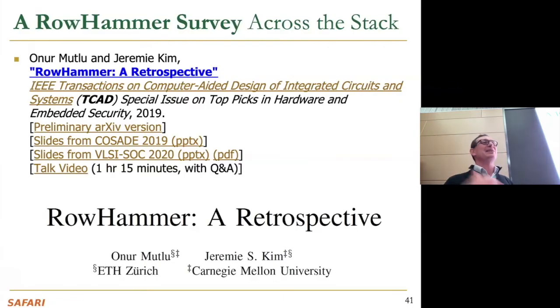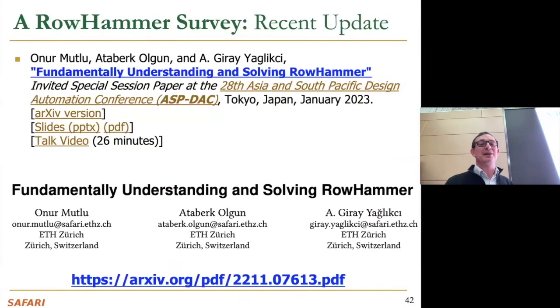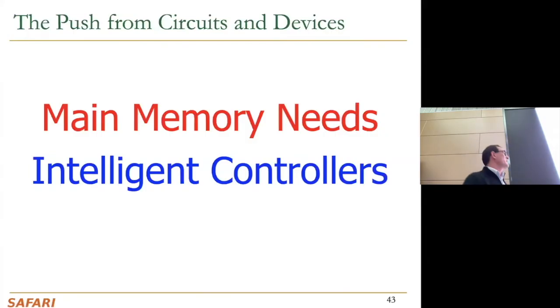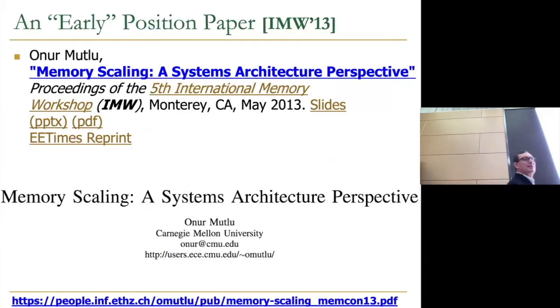So as I said, there's a lot of research that's going on this topic. We have written articles, surveys. If you're interested, I'd be happy to talk about it more. We talked about how to solve it. So without going into a lot of detail, why am I telling you this? Essentially, the reason I'm telling you this is that these issues are going to happen more and more. And these issues require computation capability inside or near memory. Essentially, we call this intelligent controllers. And we've been calling this for a long time now. This is an early paper where we discussed this.